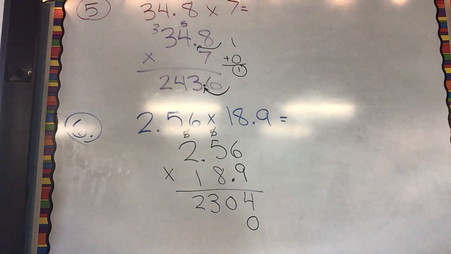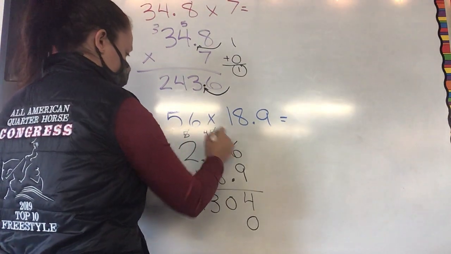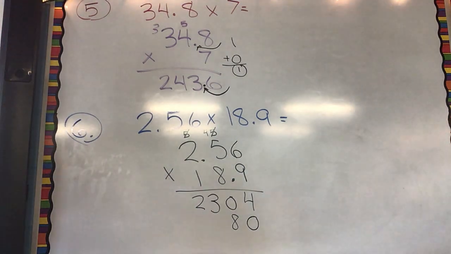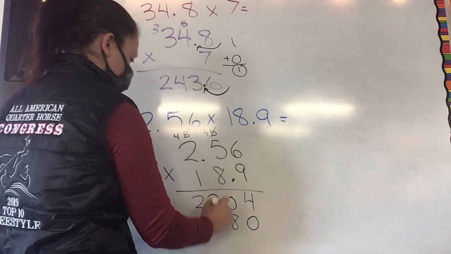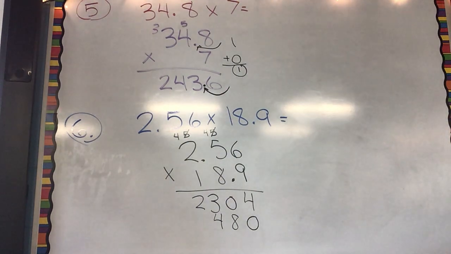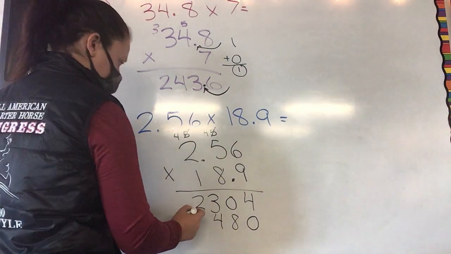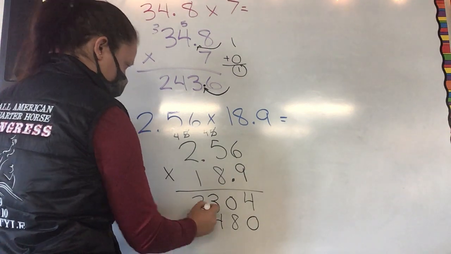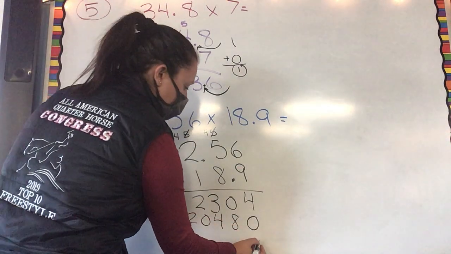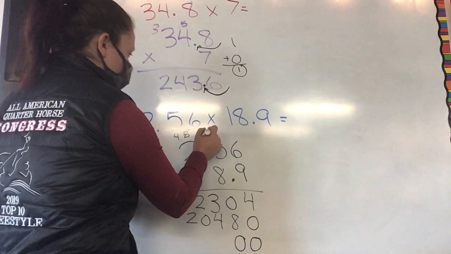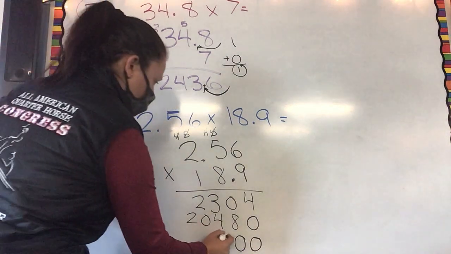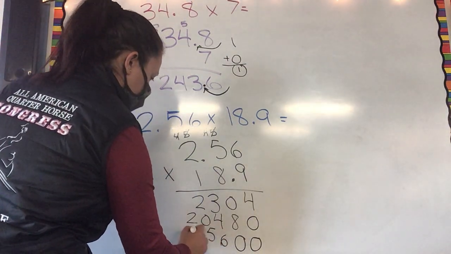8 times 6. 48. 8 times 5. 40. Plus 4. 44. 8 times 2. 16. Plus 4. 19. Now I've got one more digit. So instead of 1 0, now I add how many zeros? 2. Let's cross off my numbers I carried. 1 times 6. 6. 1 times 5. 5. 1 times 2. 2.